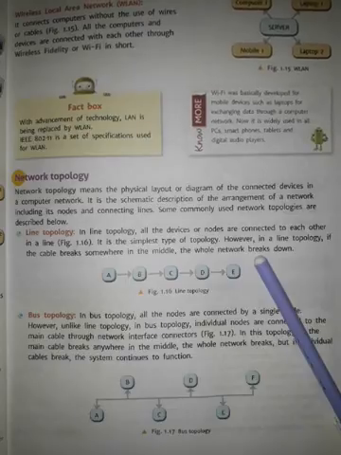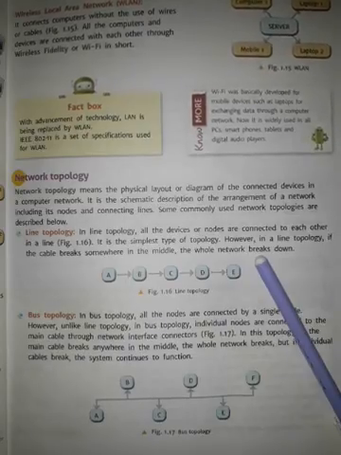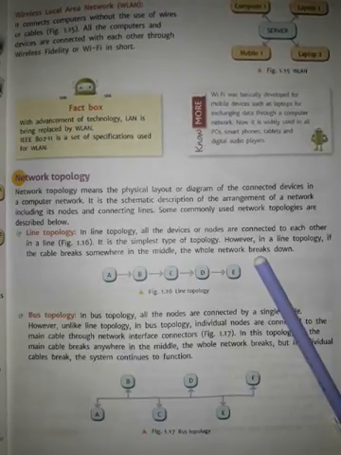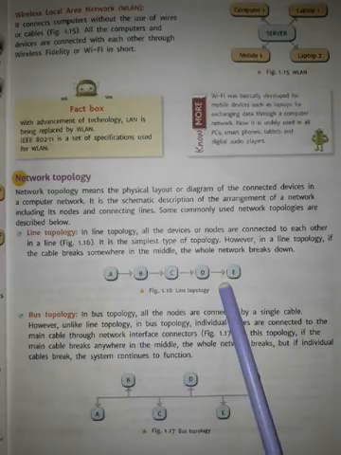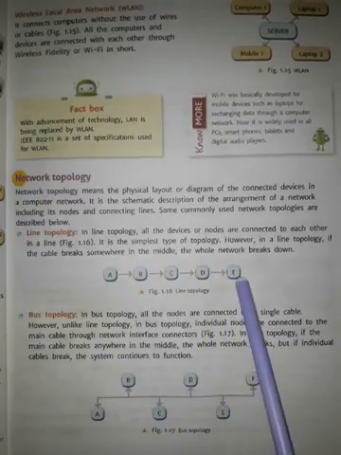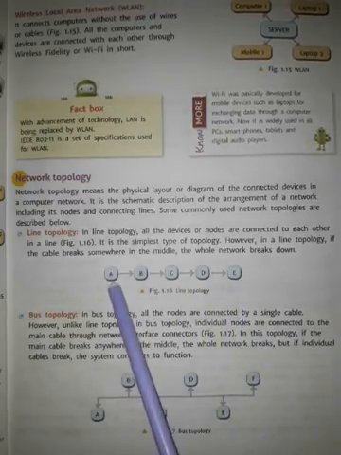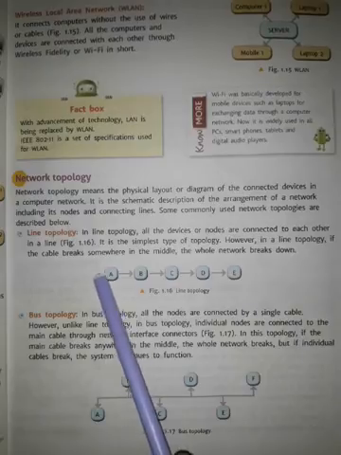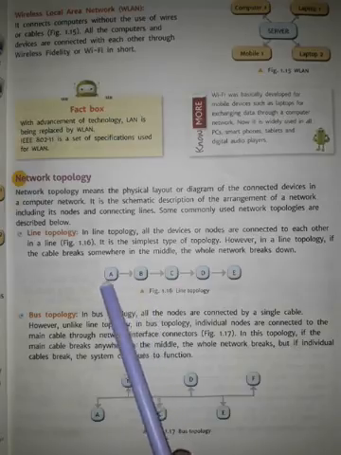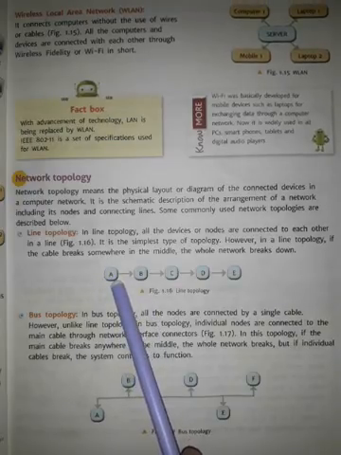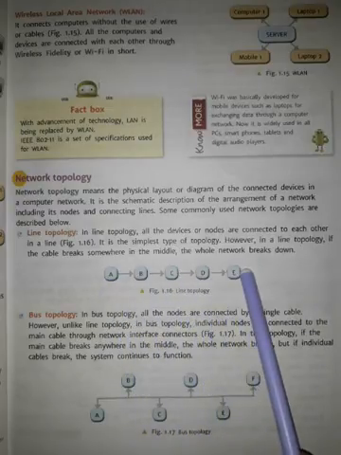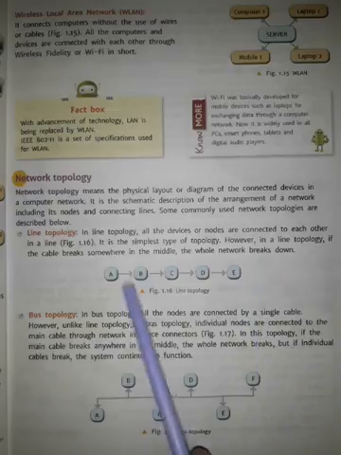Students, we can see here the line topology first. You can see this is a line topology, and these are the nodes A, B, C, D, E. A node means a computer. When an individual computer connects to another computer in networking, that is called a node. These nodes are connected to each other sequentially in a line. That is called the line topology.